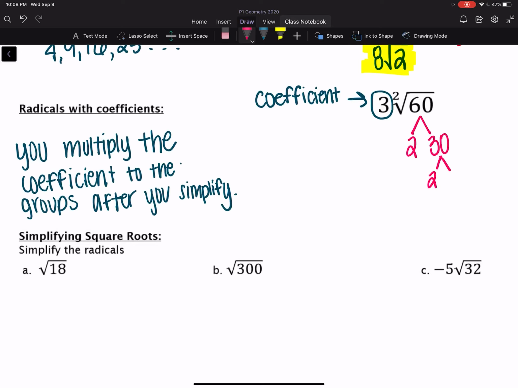That can be divided by 2 again. I can't divide 15 by 2 anymore, but I know that I can split up 15 down to 3 and 5. 3 and 5 are both prime numbers, so I'm going to stop my factor tree here. Again, my index tells me that I'm going to make groups of 2.